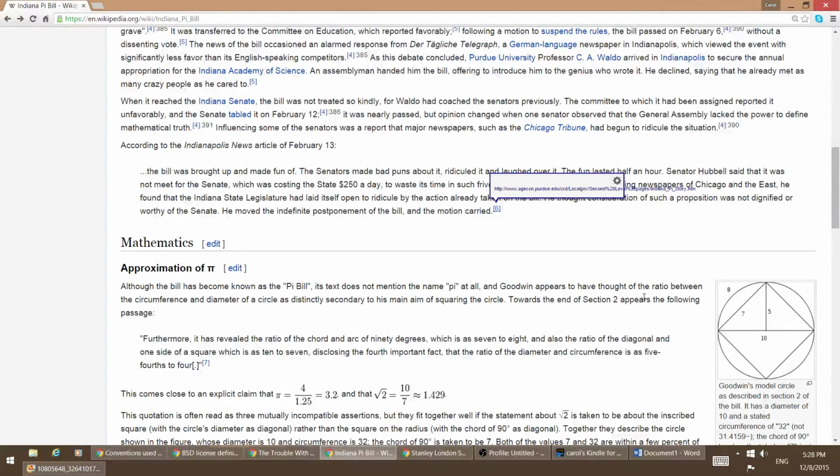Towards the end of section 2 appears the following passage. Furthermore, it is revealed that the ratio of the chord and arc of 90 degrees, which is as 7 to 8, and also the ratio of the diagonal and one side of the square, which is as 10 to 7, disclosing the fourth important fact that the ratio of the diameter and circumference is as 5/4 to 4.